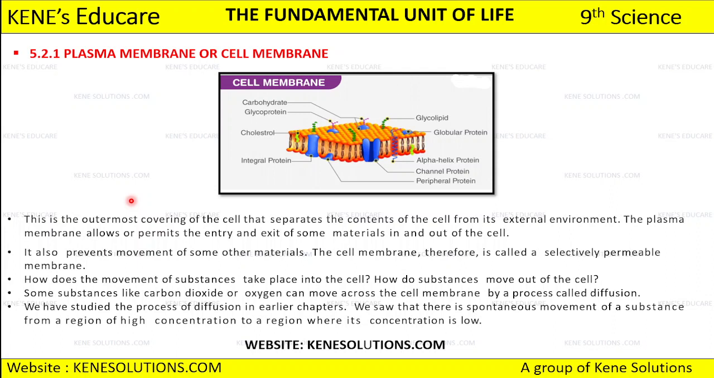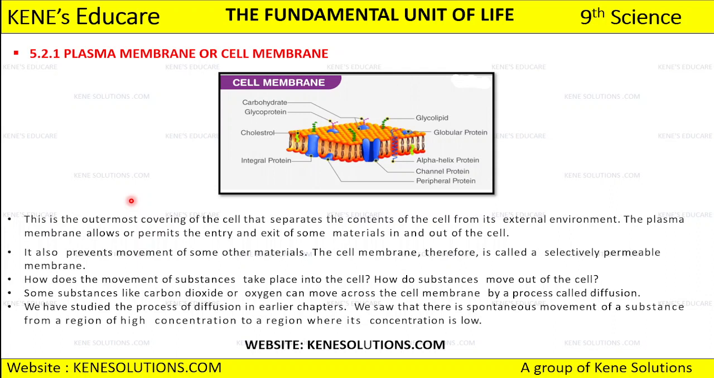Okay, now the plasma membrane, because it is selectively permeable, is going to permit the entry and exit of some materials in and out of the cell. Okay, so it will allow only some materials in and out of the cell. So we need to say how the movement of these materials occurs. Substances like carbon dioxide and oxygen move across the cell membrane through a process called diffusion.